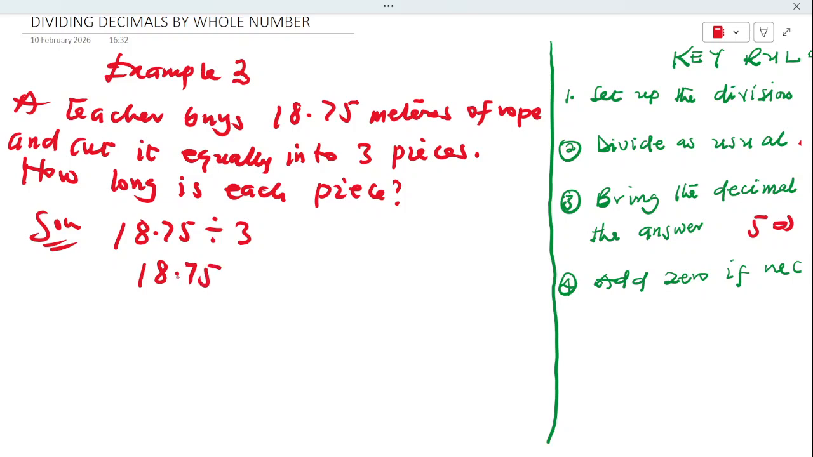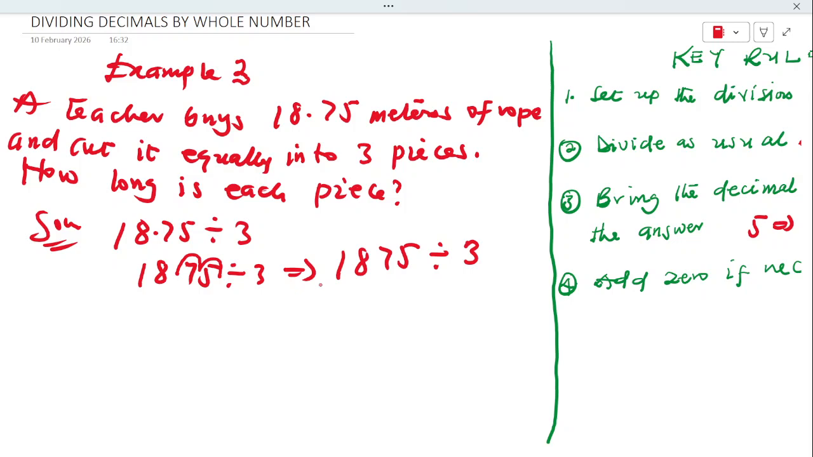Here you write it: 18.75, then divided by 3. Remember, you have to make it a whole number so that you'll be able to solve it freely. So you move the decimal point 1, 2 to the right. So this gives us what? 1875 divided by 3.